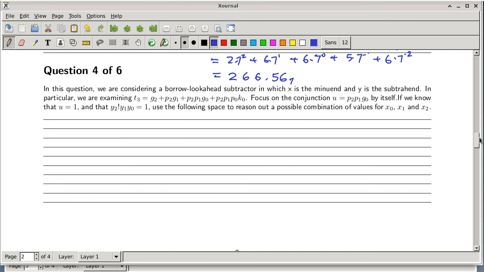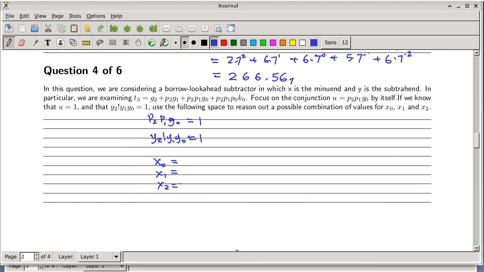Okay, so what is it telling you? These are the constraints that you're given. P2 and P1 and G0 is 1, because that's basically what U is. And we also know that Y2, not Y1, Y0 is a 1. We want to figure out what is x0, what is x1, and what is x2. That is what we are looking to solve.